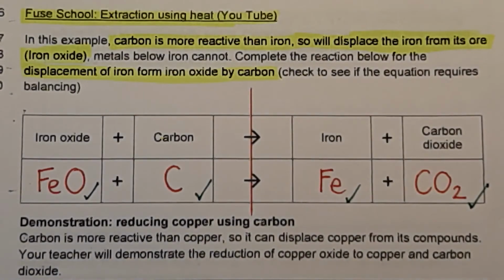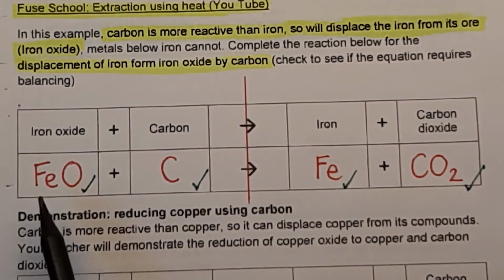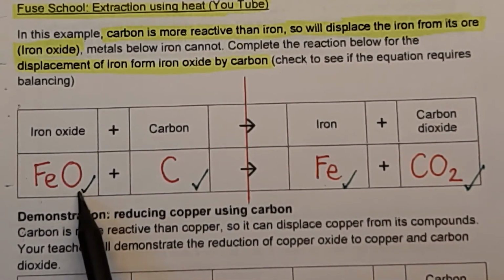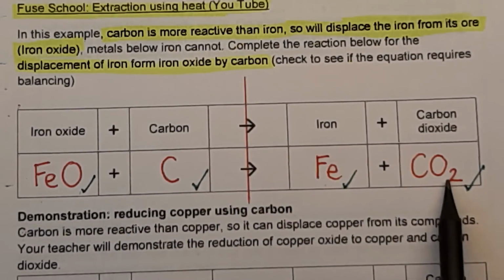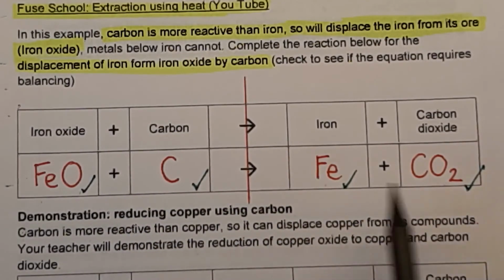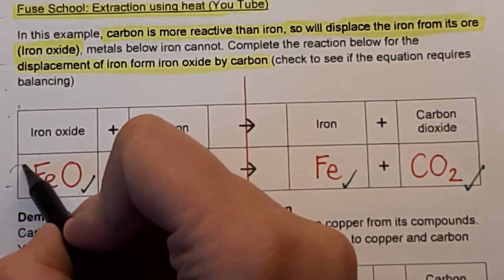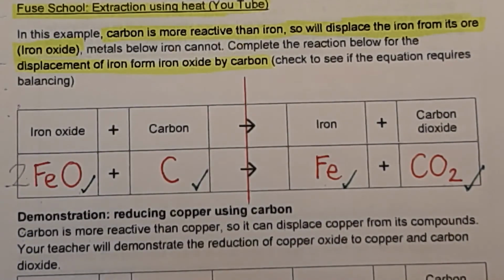Now I'm going to go through how we work out whether this is balanced or not. I'm going to use a pencil for this to help us do this. So I'm going to start with iron. We have 1 iron here and 1 iron here. So that's good. It looks balanced to start with. Oxygen, we have 1 oxygen here on the left and on the right we have 2 oxygens. So that's not balanced. Because we have 2 on this side, we need another 1 on this side. So we're going to put a 2 in front of this now. So now we have 2 oxygens and 2 oxygens.